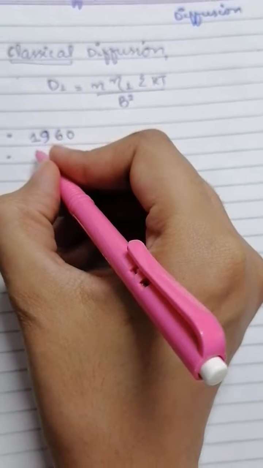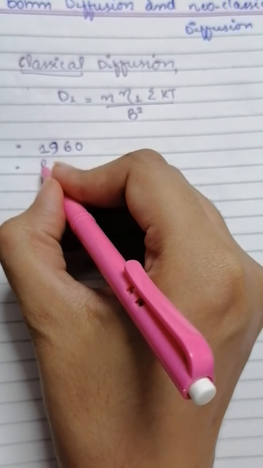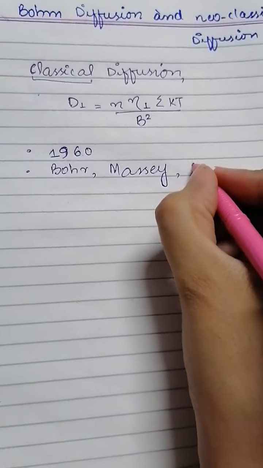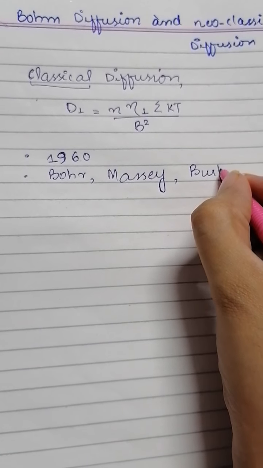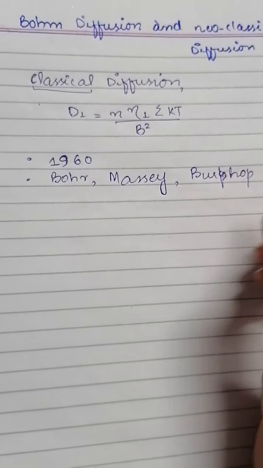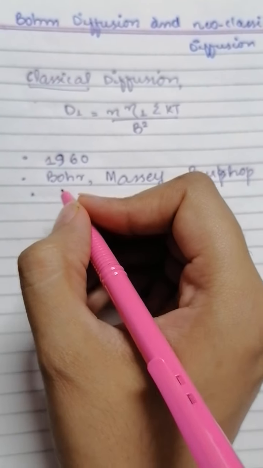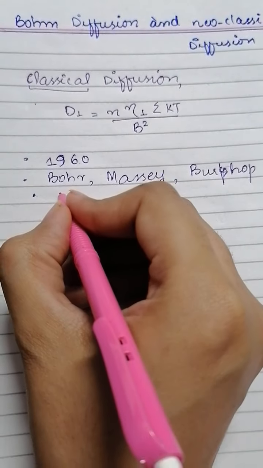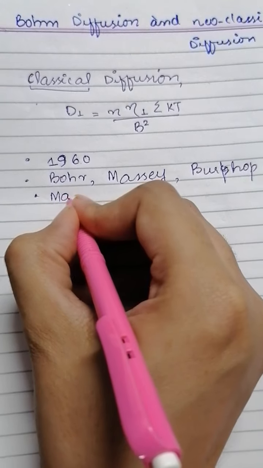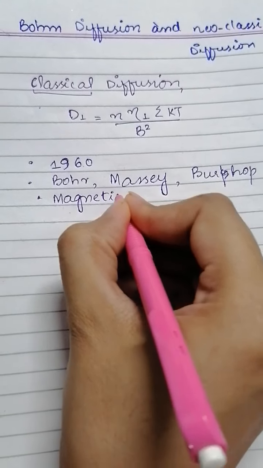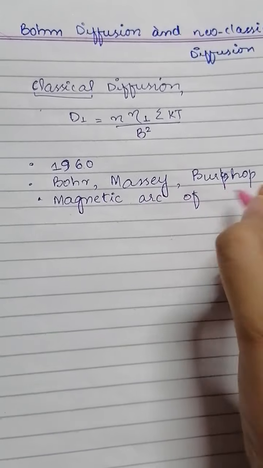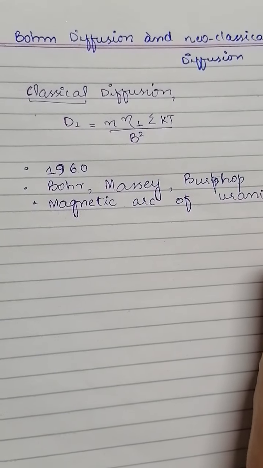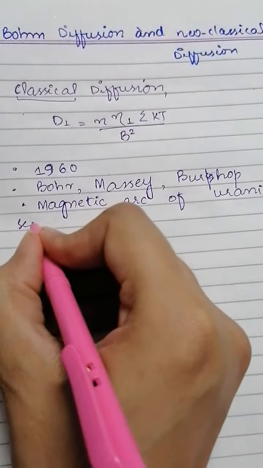Then, after 1960, Bohm and his two friends, Massey and Burhop, used this machine which gives us a diffusion for the magnetic arc of uranium isotopes separation.